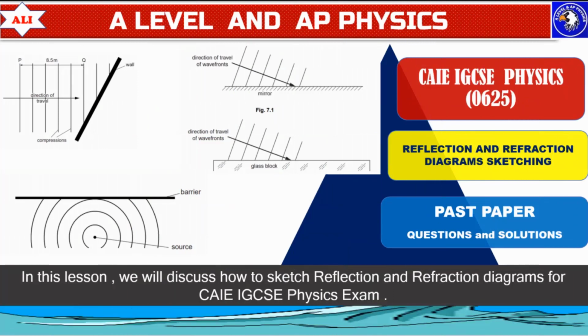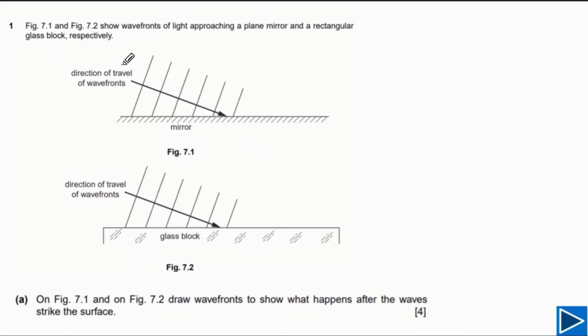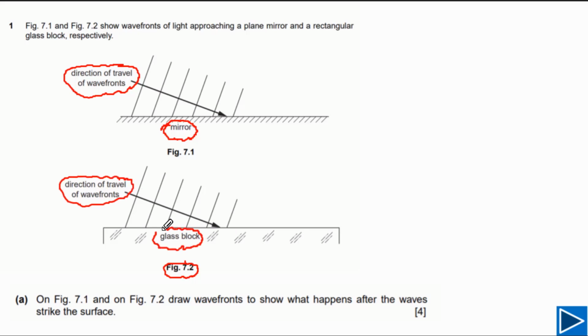In today's class, we will discuss how to sketch reflection and refraction diagrams for CIE IGCSE Physics by solving past paper questions. For this question, direction of travel of wavefronts is shown by this incident ray and the surface in this case is mirror. But if you look at figure 7.2, in this case, direction of travel of wavefronts is also shown by incident ray. The surface in this case is glass block.